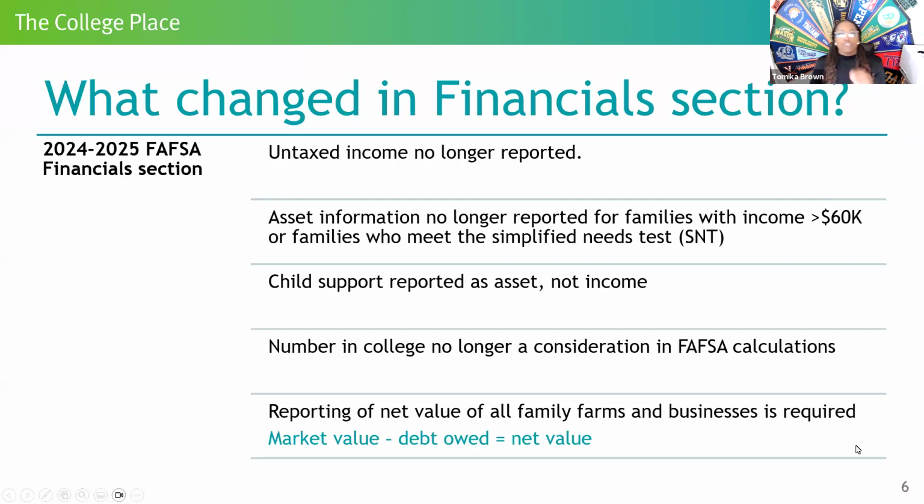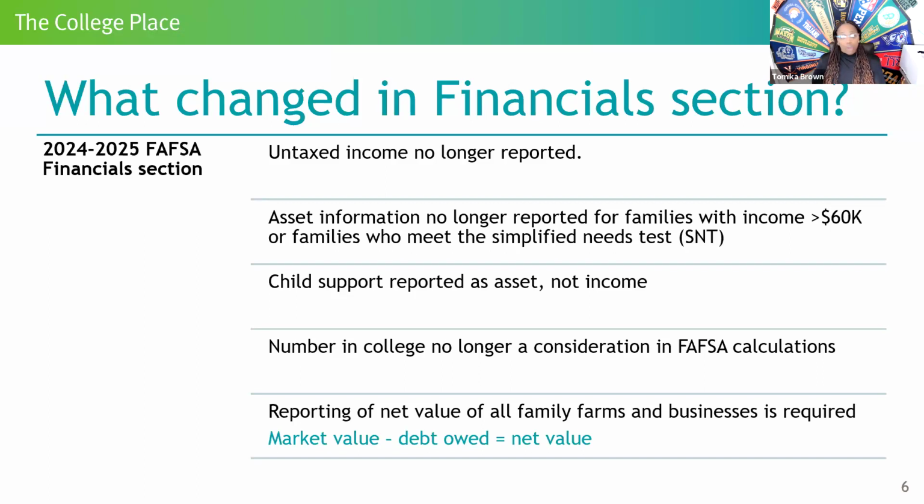Changes that are specific to the student financial section that we should have awareness of. Untaxed income is no longer reported, so families don't have to report SSI, SSDI. Asset information is no longer reported for families whose income is higher than 60K, or they check yes to any of those simplified needs test questions that I showed during the demo or during the prototype review. Next, child support will be reported as an asset and not income, which I showed again during the demo.